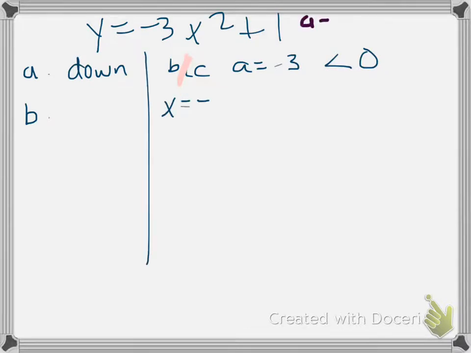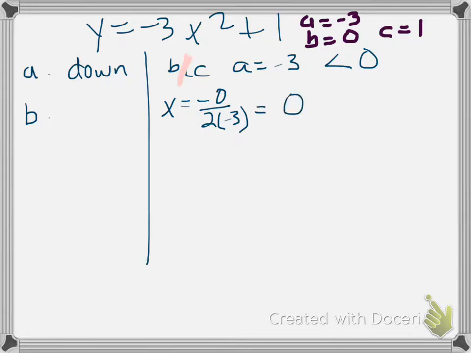Now vertex, don't forget the formula, it's negative. Now, before I do that, I need to figure out who A, B, and C are. So A has to be a -3. Your B, is there an X in this equation? No, there isn't. So my B is going to be a 0. Now, who does not have a variable? The 1. So that's going to be your C. So the formula following X equals -B over 2A gives me a -0 over 2 times A, which is a -3. So that right there is 0 over -6, which is just a 0.